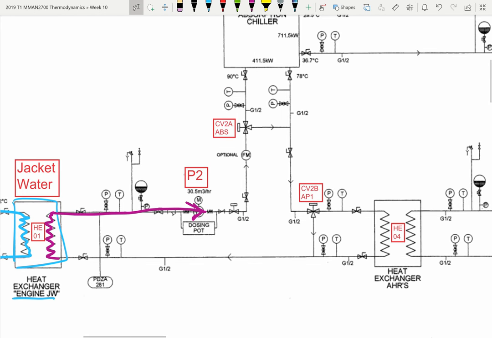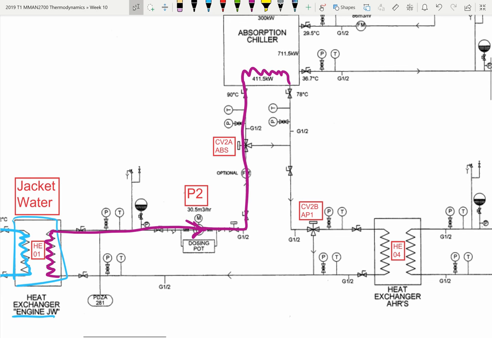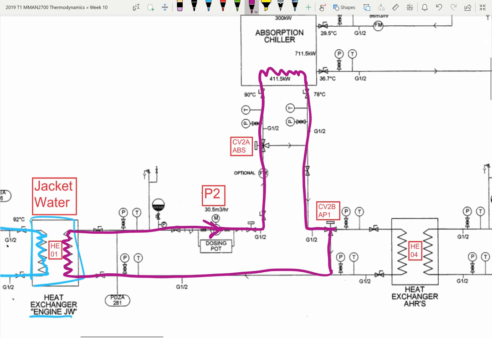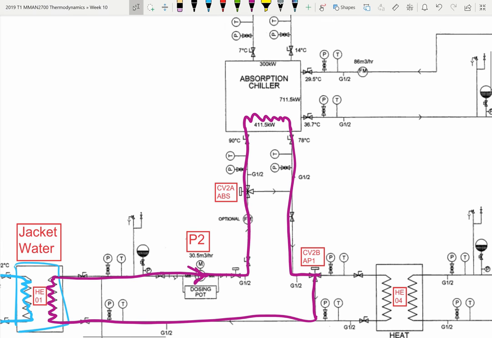And again, we've got two options. One is we can come up here into our absorption chiller. There it is, absorption chiller. Come back down, bypass HE04 and go back into HE01. Okay, so this is taking the thermal energy from the engine and using it to run the absorption chiller.